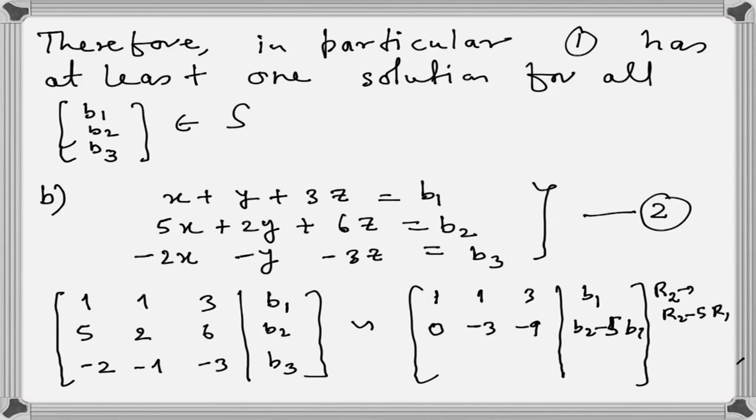Similarly, I'll take this operation, r3 is r3 plus 2r1. So this becomes 0. Then minus 1 plus 2 becomes 1. Minus 3 plus 6 becomes 3. And b3 plus 2b1. Okay, so now we need to make these entries 0.